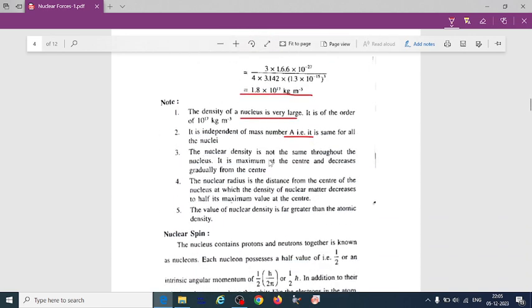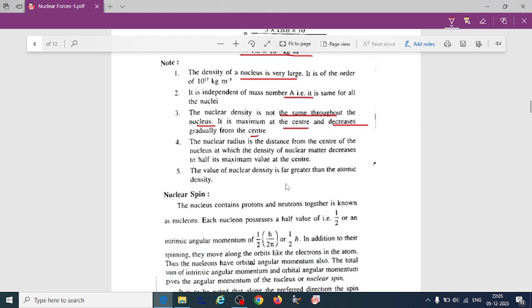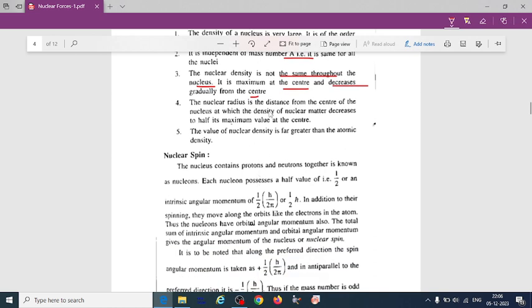Nuclear density is not the same throughout the nucleus. It is maximum at the center and decreases gradually from the center. Nuclear radius is the distance from the center of the nucleus at which the density of the nuclear matter decreases to half of its maximum value at the center. The value of nuclear density is far greater than atomic density. Obviously, nuclear density is going to be greater.